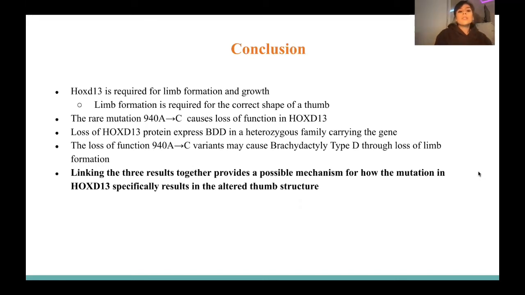Conclusions are that HOX13 is required for limb formation and growth. Limb formation is required for the correct shape of the thumb. The 940A-C mutation causes loss of function in HOX13. Loss of HOX13 protein expresses Brachydactyly Type D in a heterozygous family carrying the gene. The loss of function in 940A-C variants may cause Brachydactyly Type D through loss of limb formation. The main conclusion is that linking the three results together provides a possible mechanism for how the mutation in the HOX13 specifically results in altered thumb structure.